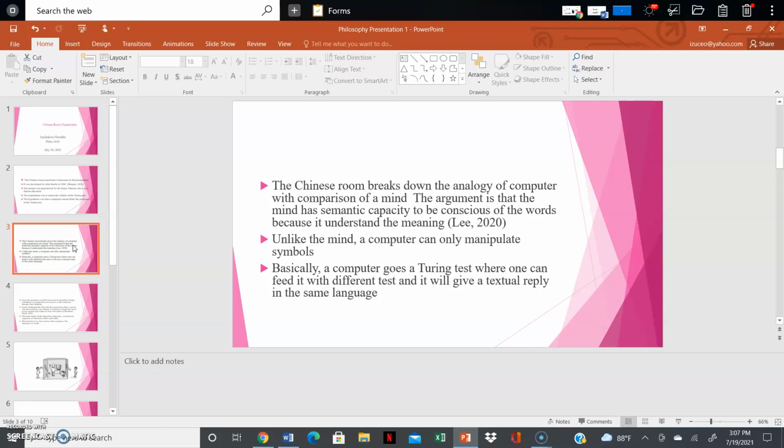The Chinese room breaks down the analogy of a computer with a comparison of a mind. The argument is that the mind has semantic capacity to be conscious of the words because it understands the meaning, Leo 2020. Unlike the mind, a computer can only manipulate symbols. Basically, a computer goes through a Turing test where one can feed it with different texts and it will give a textual reply in the same language.